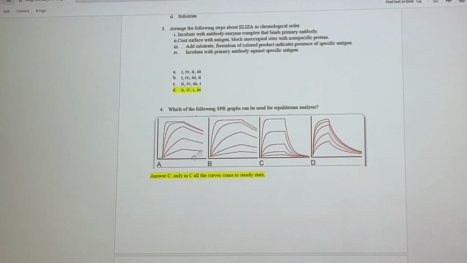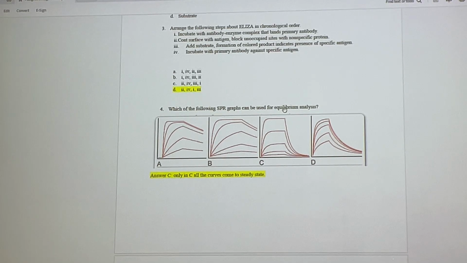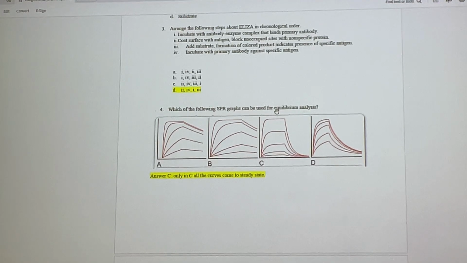So each graph actually gives you different compounds, so they show different profiles. It asks which one can be used for equilibrium analysis. So from this question, you should understand it's asking which one can be used for equilibrium. So to do that, we at least need to reach the equilibrium state, right? The equilibrium state includes two types of equilibrium.